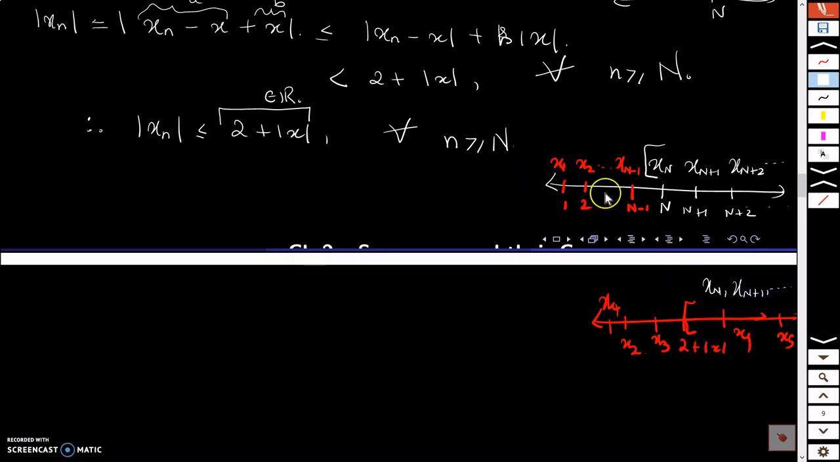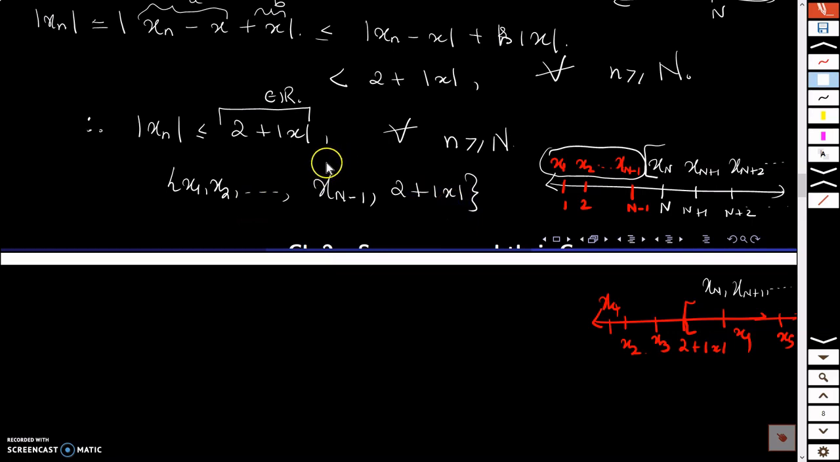The only thing is, for these terms I don't know whether they are less than or bigger than this real number 2 plus mod x. So what I will do is make a set consisting of all these terms x1, x2 up till x capital N minus 1, and along with these I will put this real number that I obtained, 2 plus mod x, and form this set. This is a finite set because these are N minus 1 terms, and this is an additional term. So in total I have N terms, and that's a finite set.